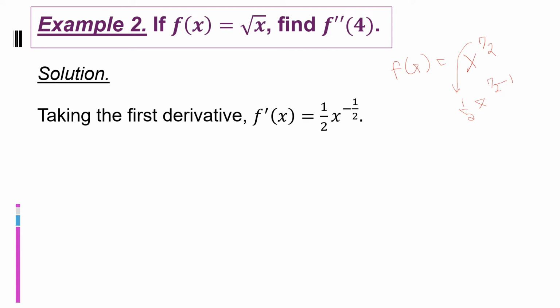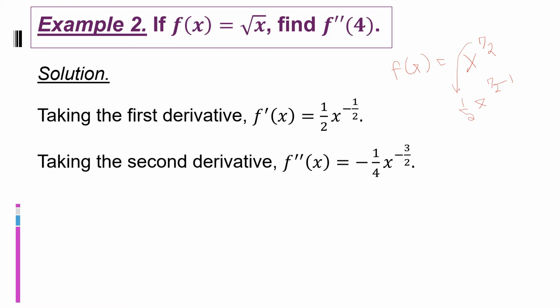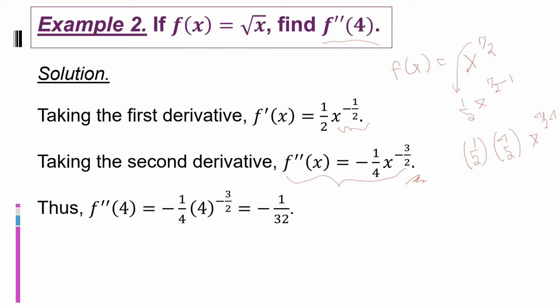Now, taking the second derivative, we have negative 1/4 x raised to negative 3/2. Tama? So, we have 1/2. Yun yung una. Tapos ito, i-derivative natin, we have negative 1/2 x raised to negative 1/2 minus 1. Kaya siya naging ganito. Pero ang gusto nating makita ay yung f double prime of 4. So we will evaluate this at 4. So that is f double prime of 4 equals negative 1/4 times 4 raised to negative 3/2, or that is equal to negative 1 over 32.